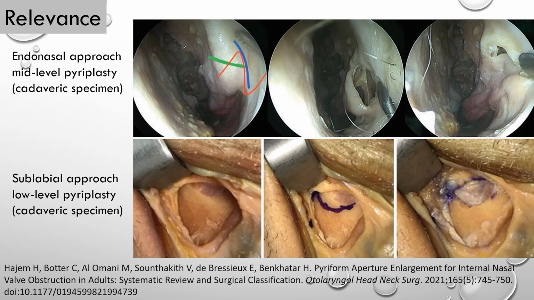There are various surgical methods for piriform aperture enlargement with piriform ridge resection, with endonasal or sublabial approaches, as in these cadaveric pictures. At the same time, the authors didn't pay attention to the aesthetic consequences of this resection.